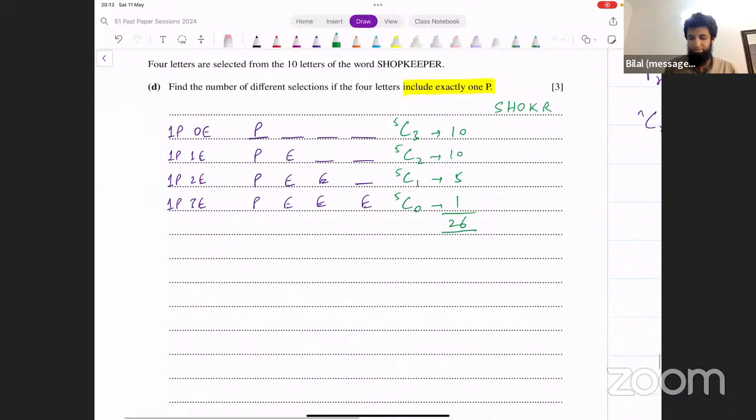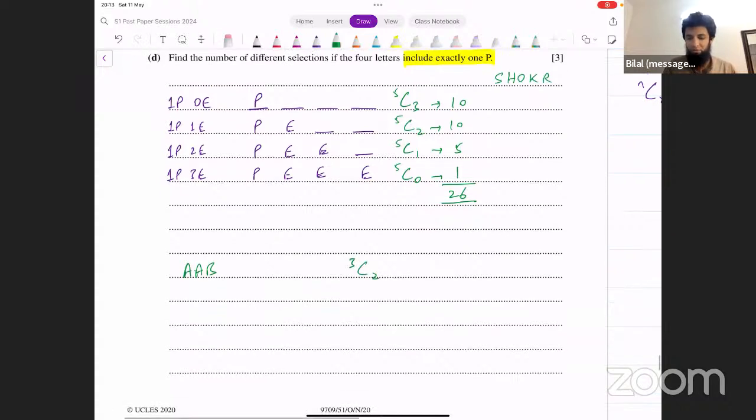Because the problem is, let me give you this example. Let's say you have AAB, and you want to select 2 letters from this. If you do 3C2 directly, what does that give you? That gives you 3 possibilities. But actually, there are only 2 possible 2-letter selections that come from this, and they are AA and AB. These are the only 2 possible selections that you can get.